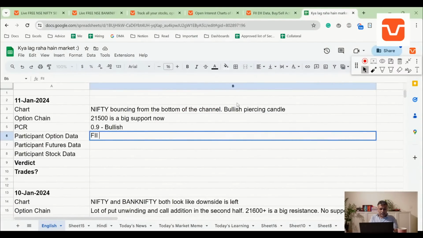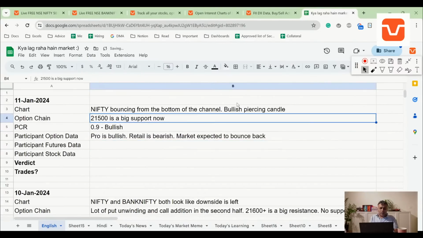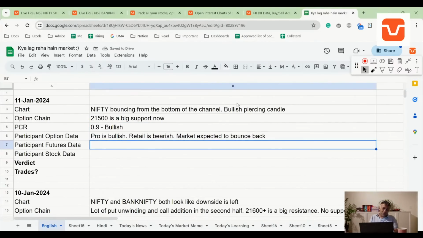So FII is kind of bullish, mildly, but let me not write FII because it'll be confusing for people, and then I have to explain the interpretation. So Pro is bullish, retail is bearish, market expected to bounce back. So far, three things are positive. Chart is positive, open interest is positive, even this is positive.